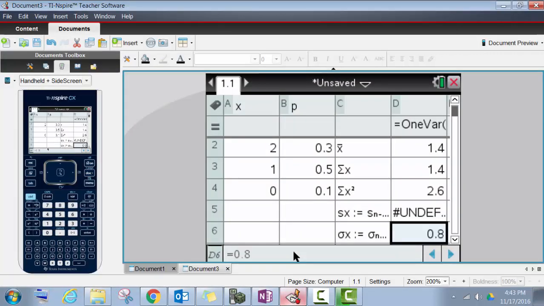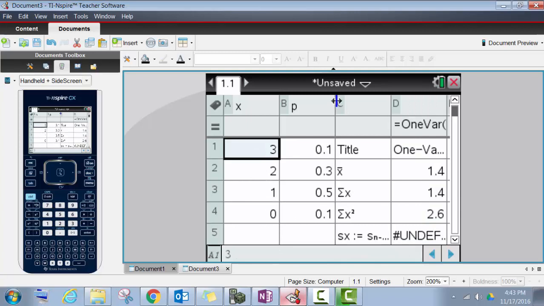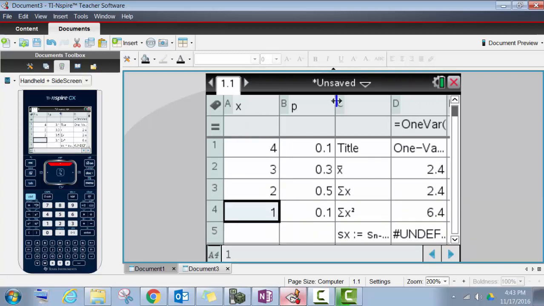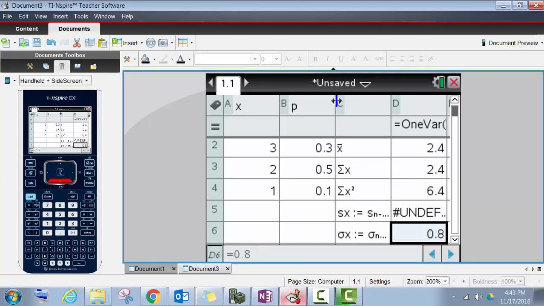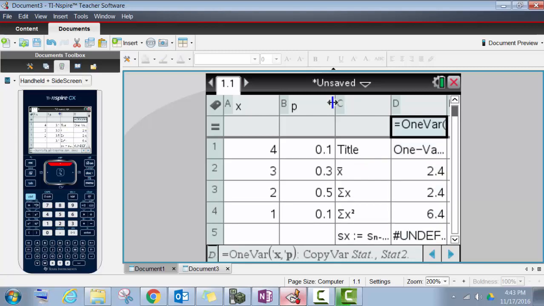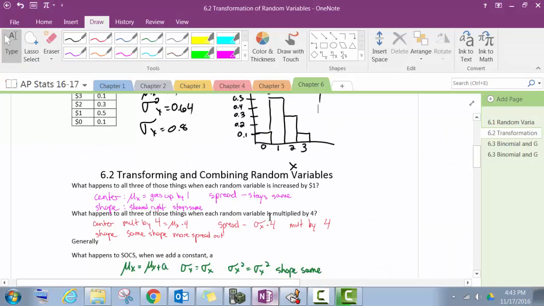Well, it's easier to look here because we can look at it instantaneously. So 4, 3, 2, 1. Well, what happened to the mean? It went up by 1. What happened to the standard deviation? Not a darn thing. So the shape would stay the same as well.